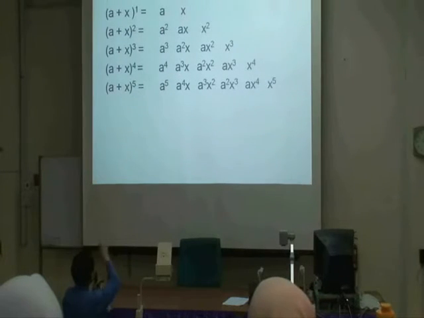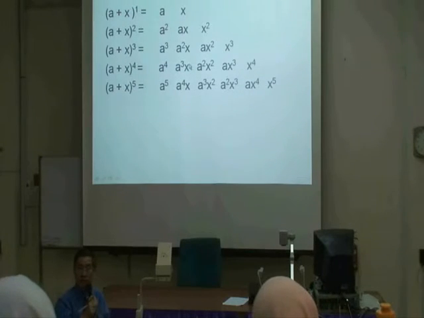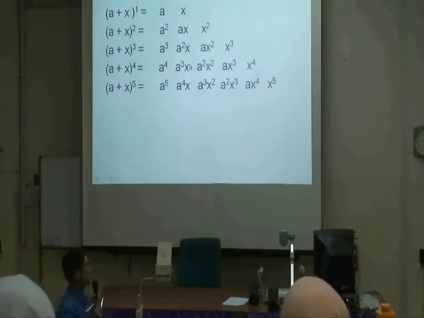For example, (a + x) to the power 4. First term, you have a to the power 4, then the x term is x to the power 0. So the sum of the two powers is equal to 4. For the second term, a³x, the sum of the two powers is still 4. It always remains constant. The sum of powers of each term is always equal to the power of the given binomial. Is it clear?